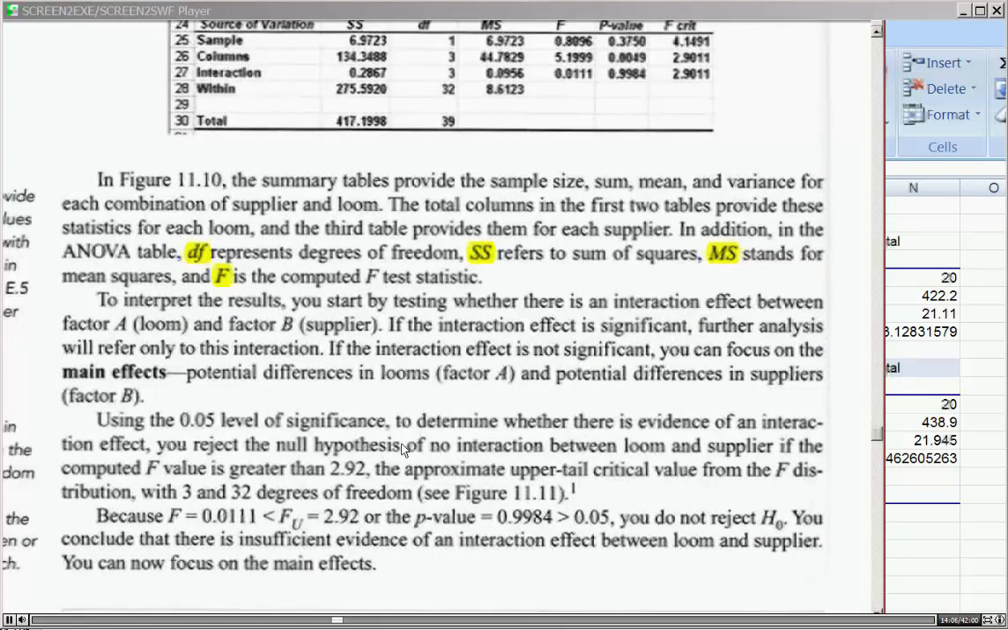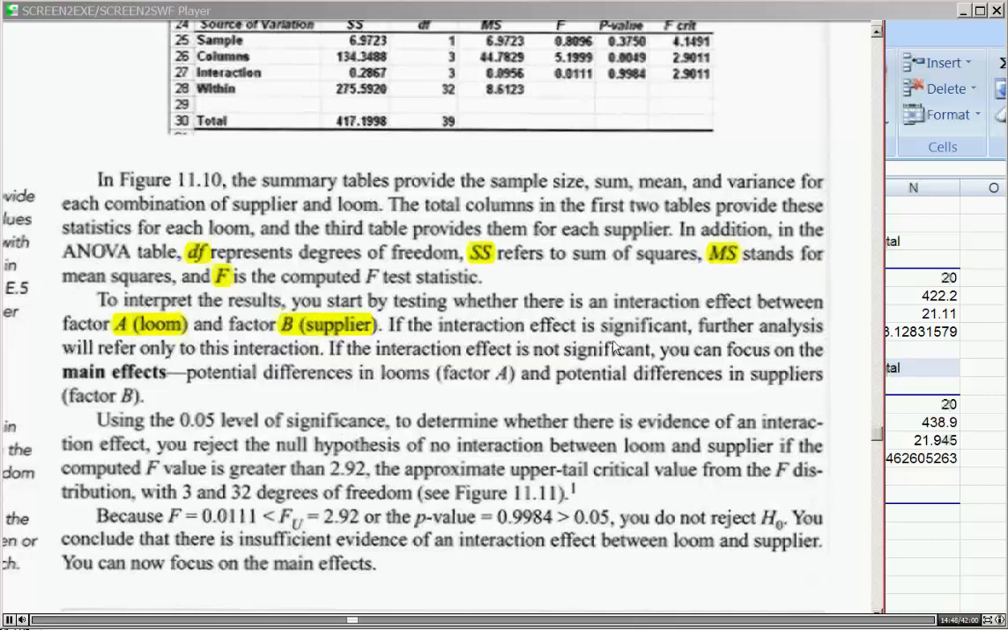In the previous video, we have seen that all these tables are available on the internet. To interpret the results, you start by testing whether there is an interaction effect between factor A, that's loom, and factor B, the supplier. We remember what interaction effect means. Do these values depend on these values? Or do these values depend on these values? If the answer is yes, if they do depend, then there is an interaction. If they don't depend on each other, there is no interaction.